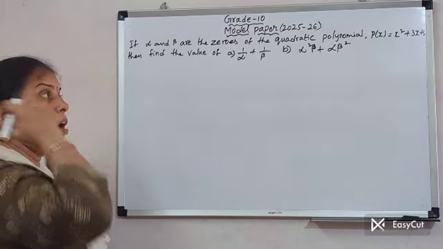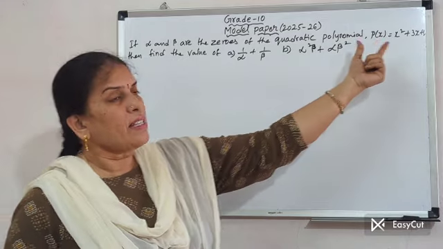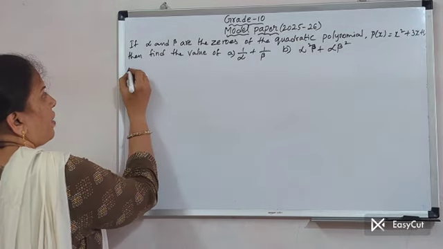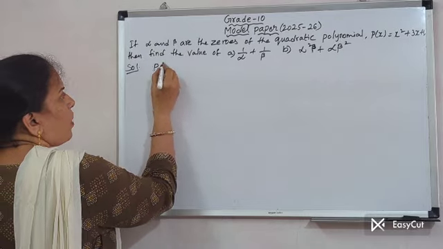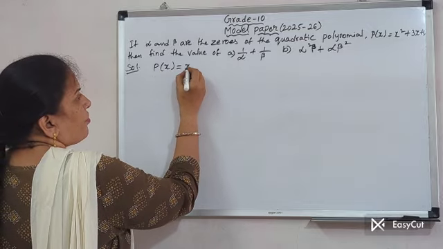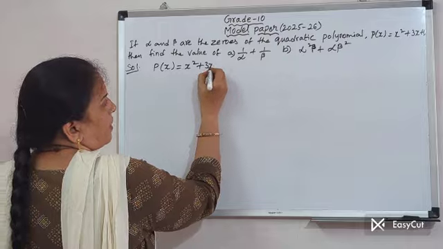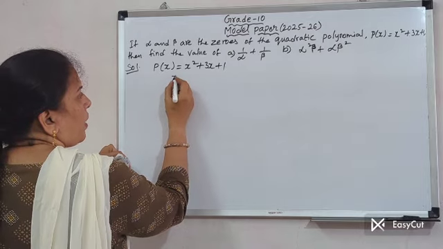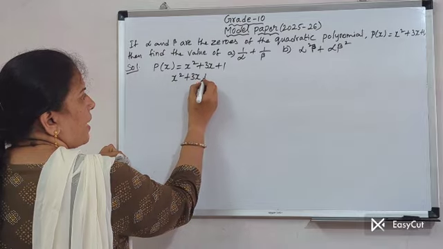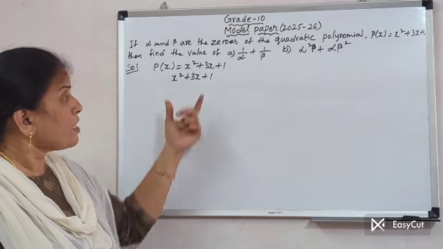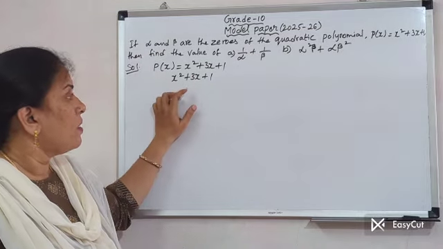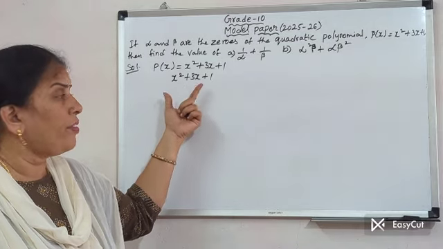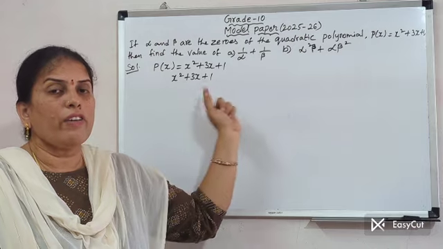So, how should we simplify? What is the given quadratic polynomial? You should take that polynomial first. I will write it down. P of x is equal to x square plus 3x plus 1. That means what is the quadratic polynomial? X square plus 3x plus 1. In this polynomial, can we do what we did in the previous question? We find out the factors of the given polynomial.